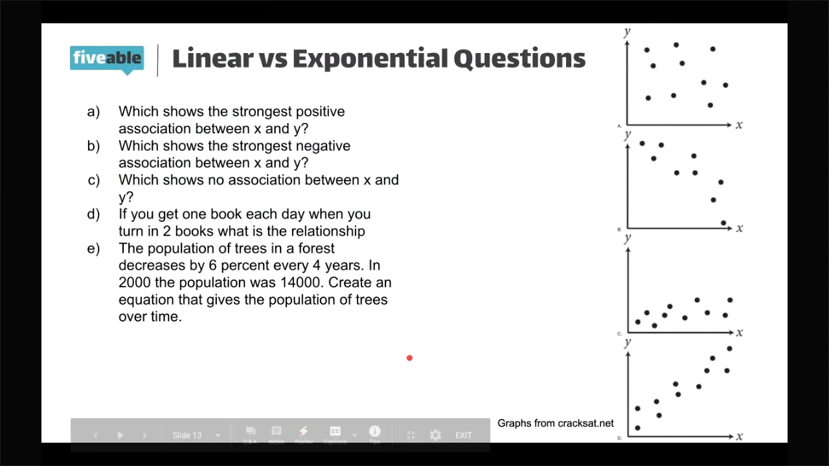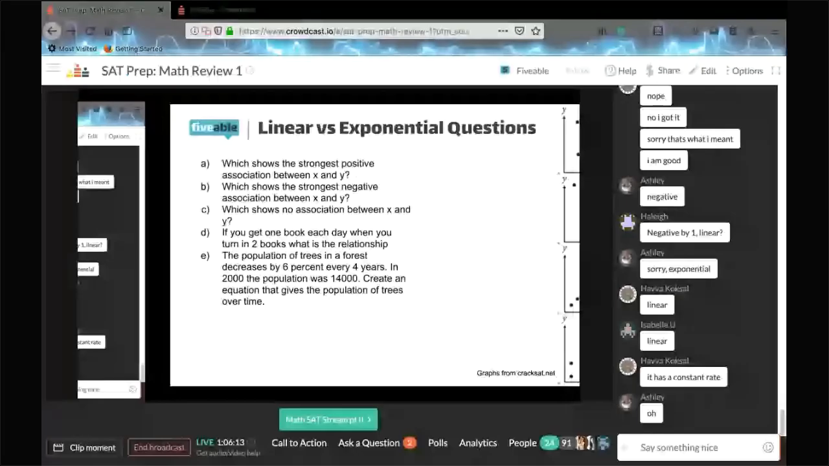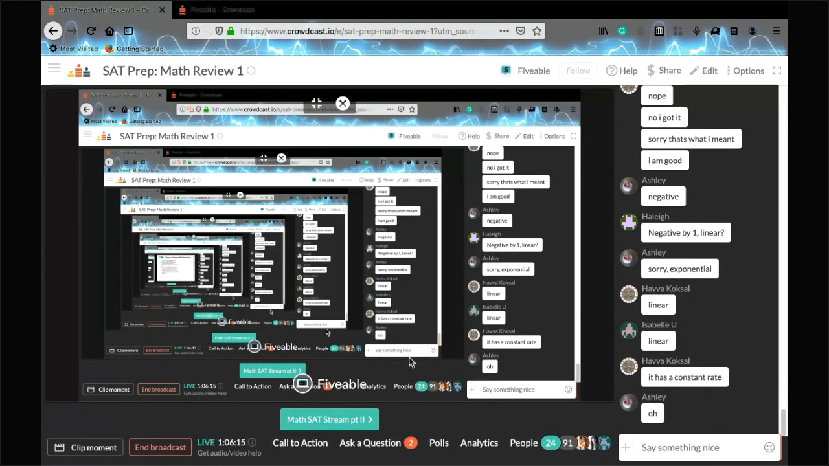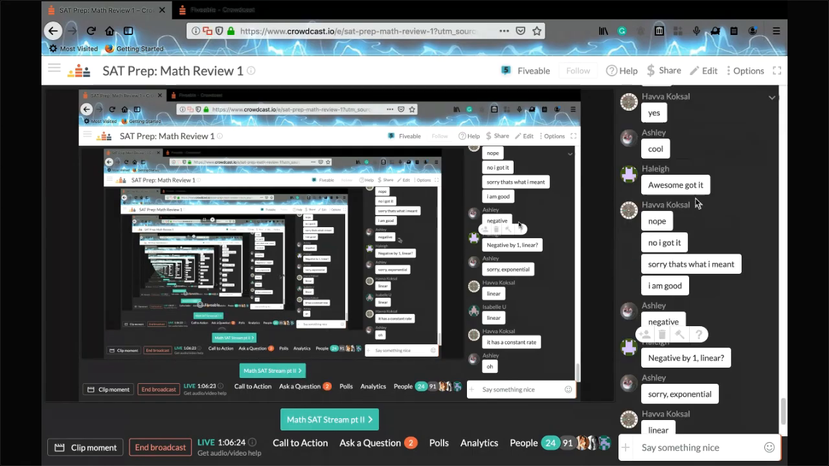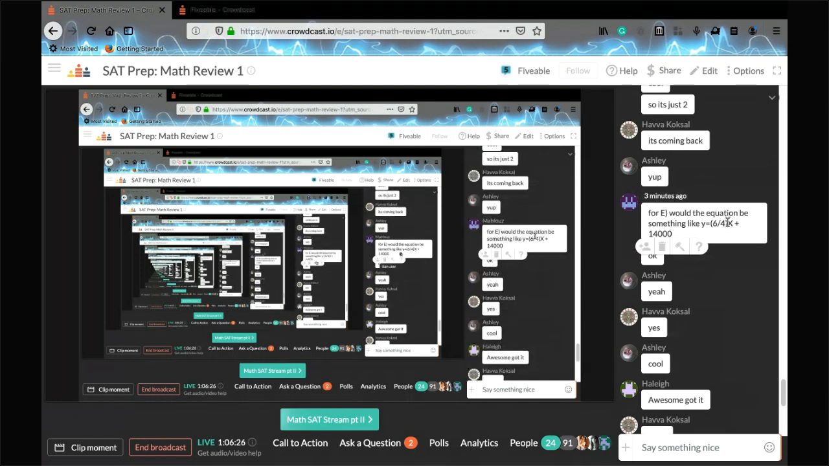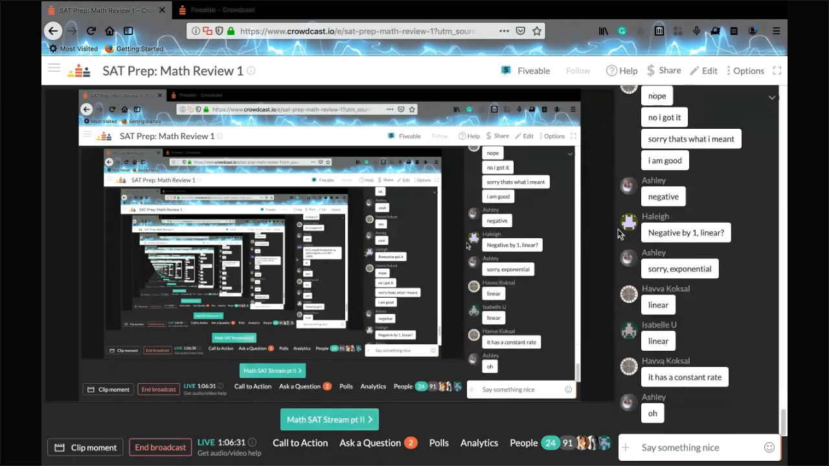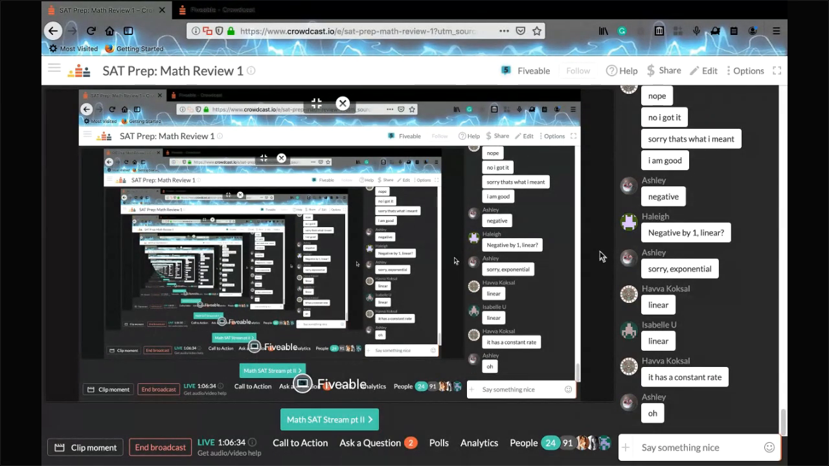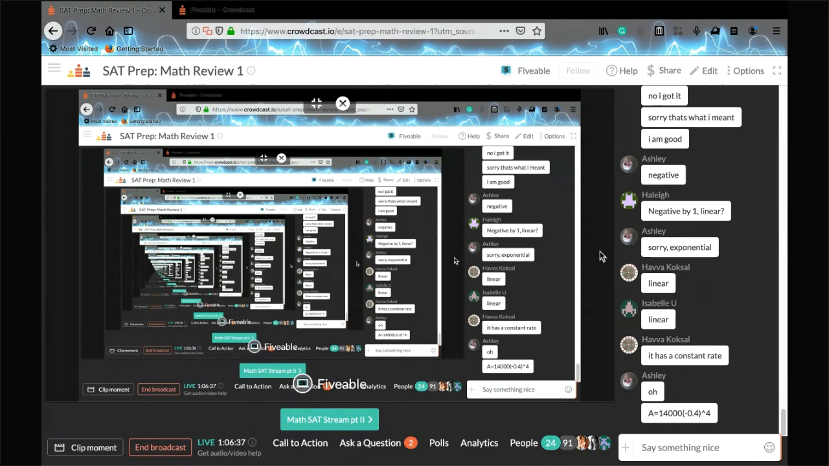And then question E. The population of trees in a forest decreases by 6% every 4 years. In 2000, the population was 14,000. Create an equation that gives the population of trees over time. If anyone has an answer, drop it in the chat. Let's see what people have gotten. We had 1 response before that gave us this. All right. Anyone else? All right, we've got 1 person saying that.